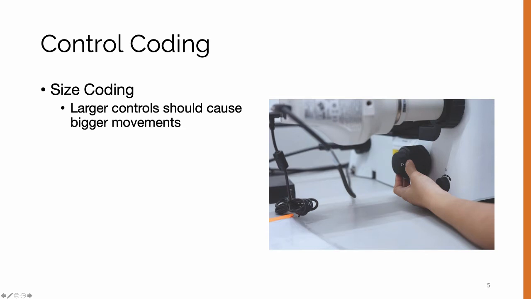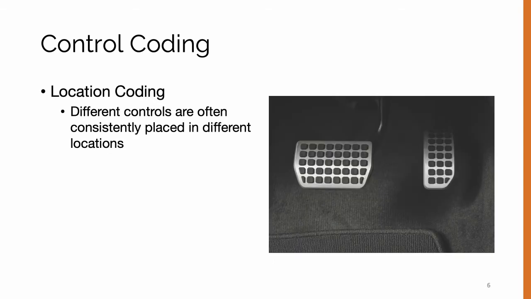If you want to get to fine movements, that is dialing in this smaller component right here. And people tend to grasp that pretty easily. So that's the idea, is larger controls tend to cause bigger movements, smaller controls tend to cause smaller movements. We can also control, as we mentioned a little bit ago, by location.